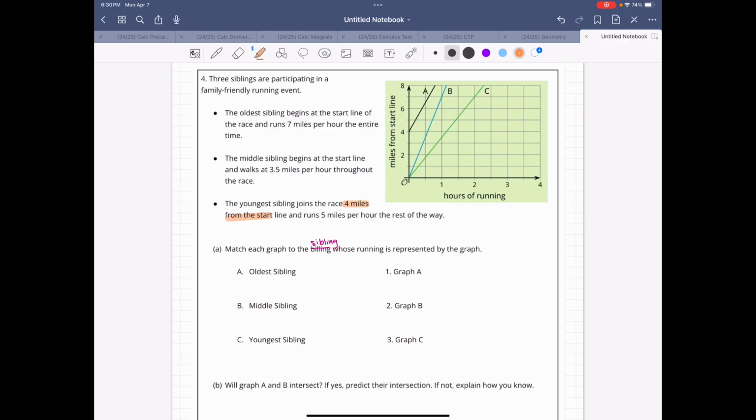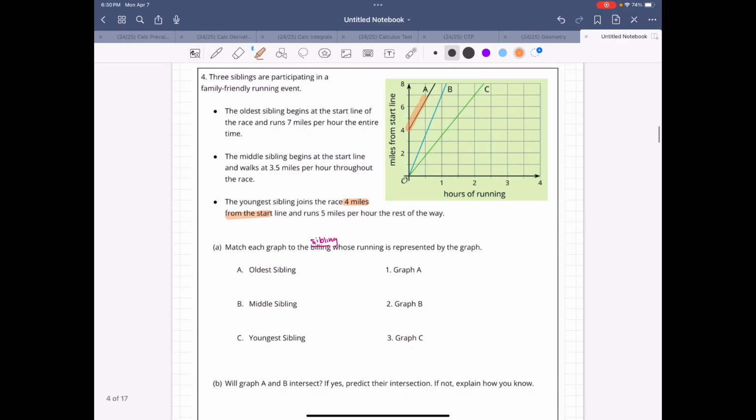If we look at the 3 graphs, you're going to notice that graph A is the one that has the starting point, or the y-intercept, that starts at 4. So we know that graph A is going to be the youngest sibling. I can go ahead and draw an arrow to that graph.